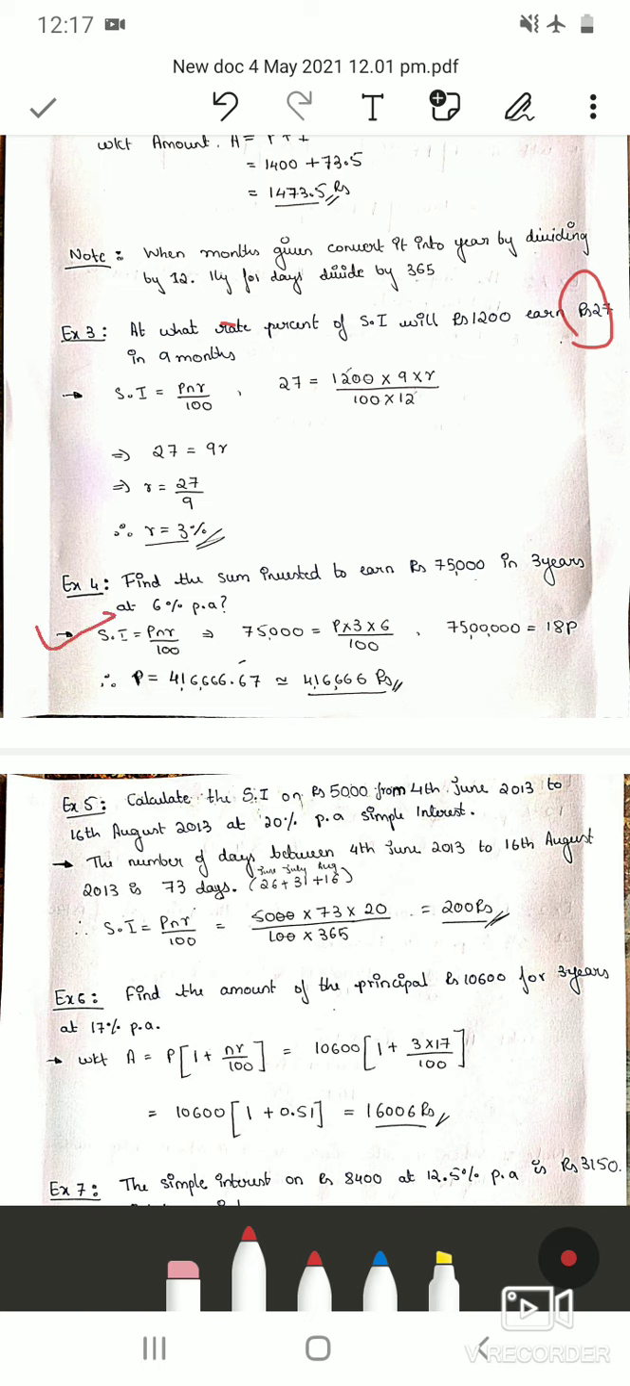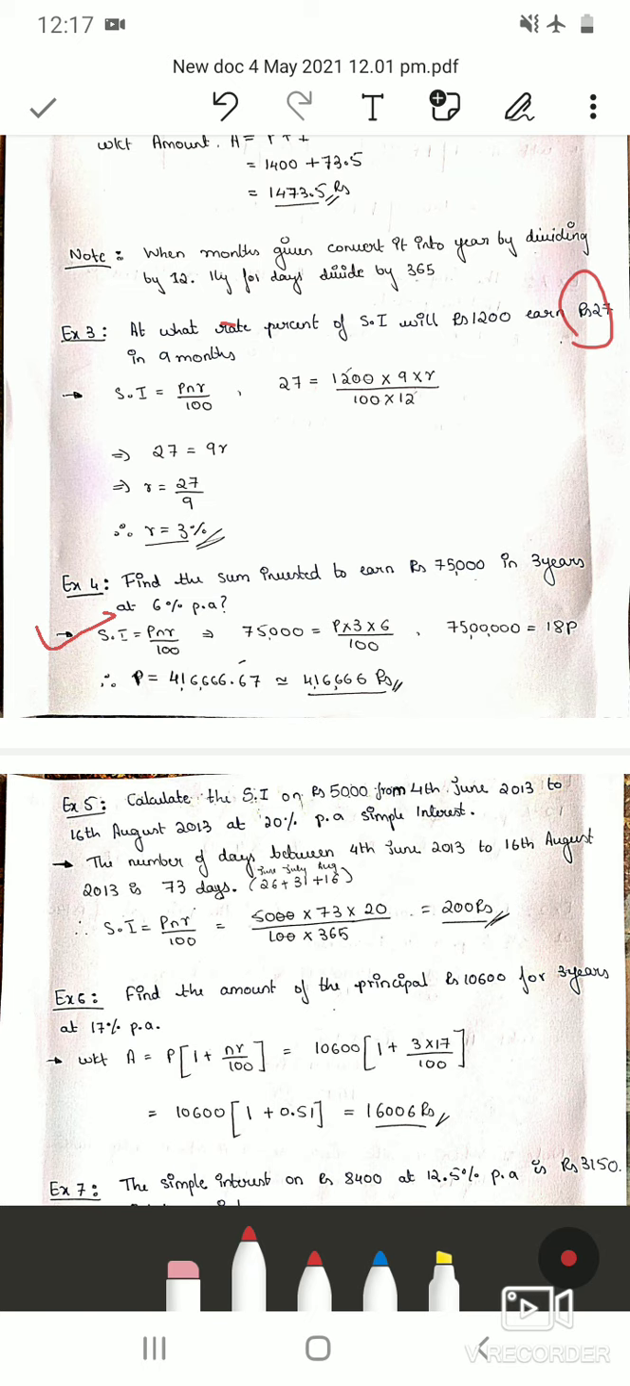So once you understand the question, the solution is very easy. All you have to remember is just one formula, and the formula for amount. So with these two formulas you can solve any type of problem if you understand the question.